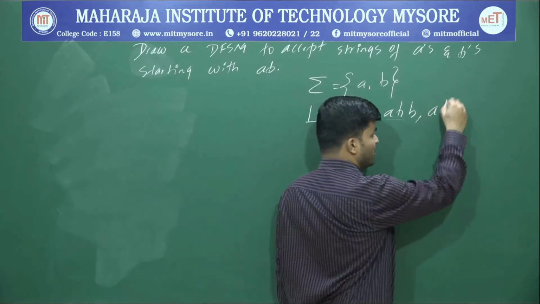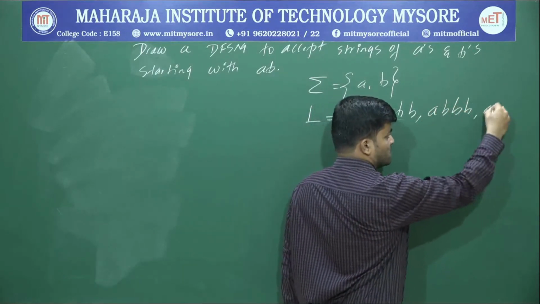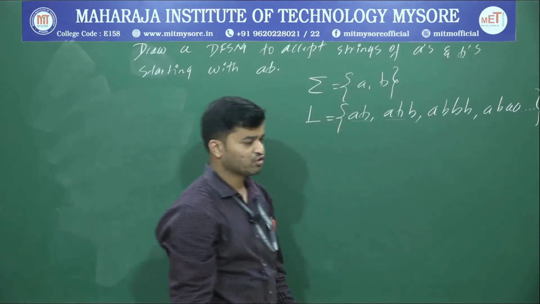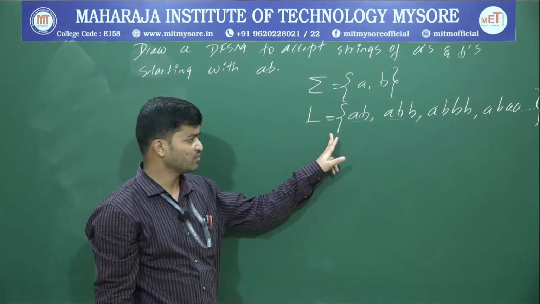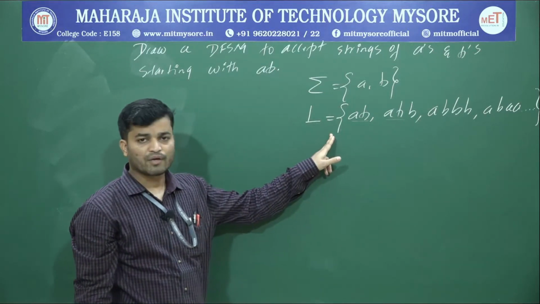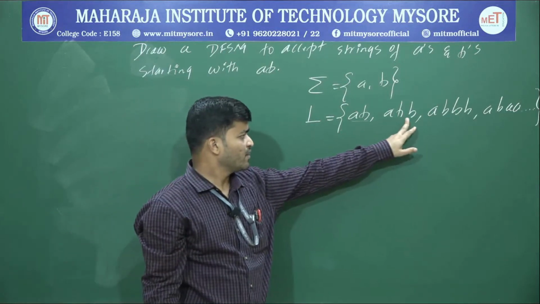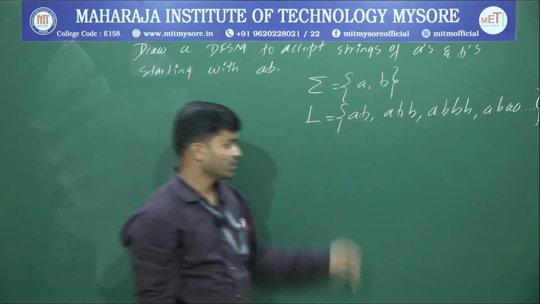So ABB, ABBB, ABAA, and you can form how many strings? You can form an infinite number of strings. Okay. So you can form n number of strings, or infinite number of strings. Therefore, the language is an infinite language.